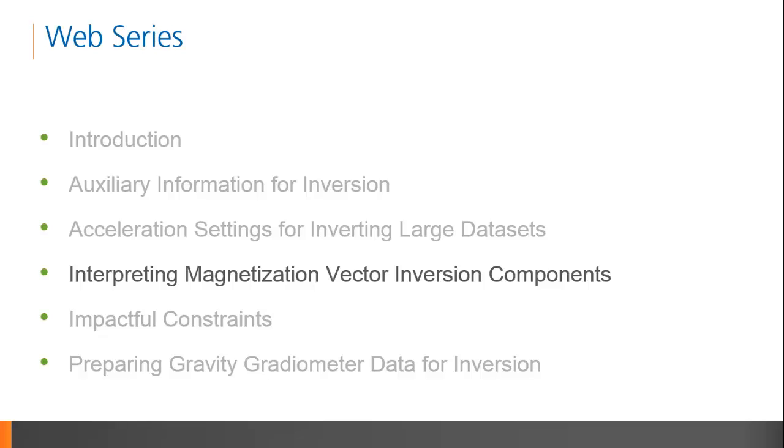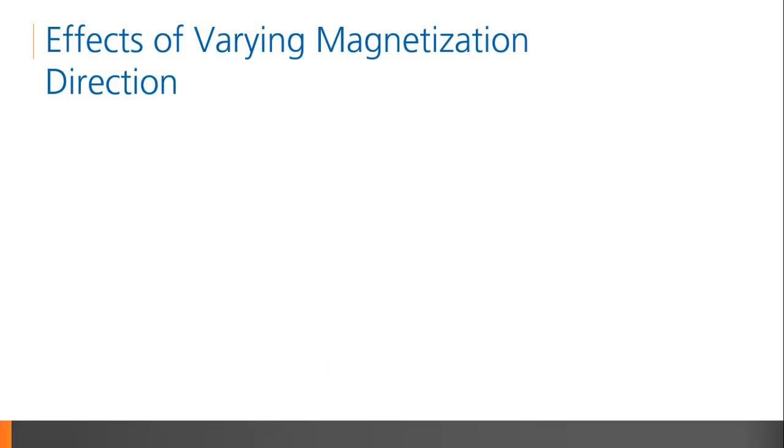Previous episodes in this series can be found online and cover basic inversion principles, optimizing large datasets, and using constraints. The utility of magnetic field data in many areas of geophysical exploration is well known, as is the application of 3D voxel inversion to aid in magnetic data interpretation.